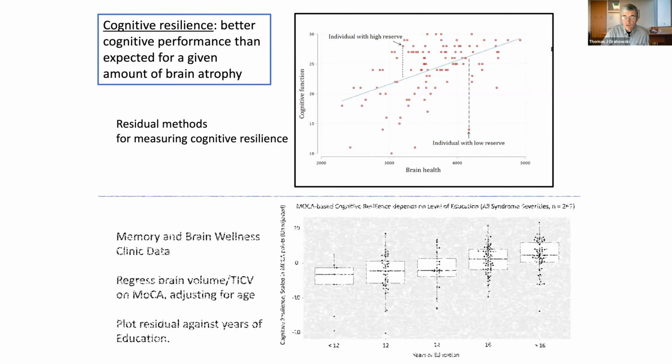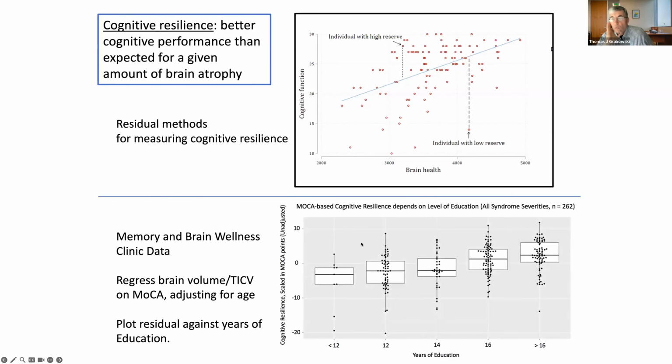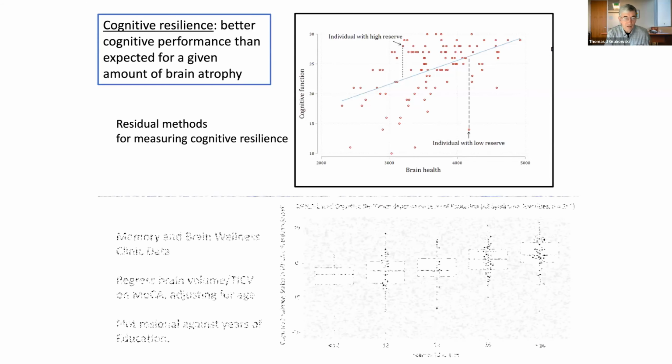And that residual will show a relationship to things like level of education. The data below come from our Memory and Brain Wellness Center, or you could think of other things you've heard about related to resilience, besides educational factors. That's the way to approach resilience from a biological perspective.